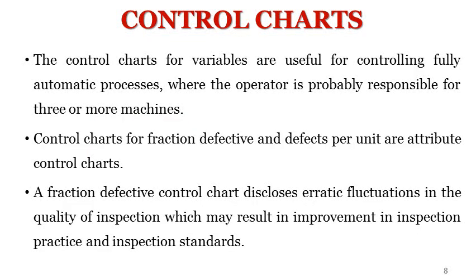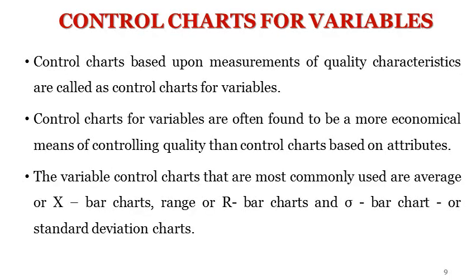So what is a control chart? We already said control charts are graphical representations. Generally two control charts are there, as we said: control chart for variables as well as control chart for attributes. Control charts for variables are useful for controlling fully automated processes, usually where the operator is responsible for 3 or 4 machines. Control charts for attributes are used for giving an idea of how many defective parts there are. We will discuss the control charts for variables first, then we will get clarity about both.